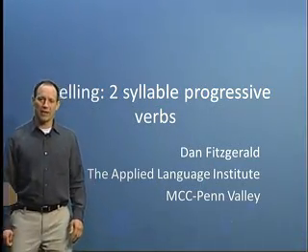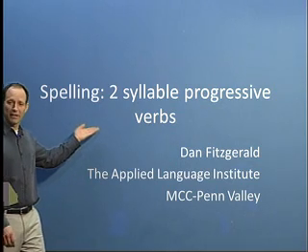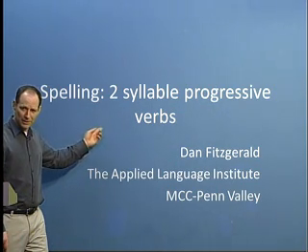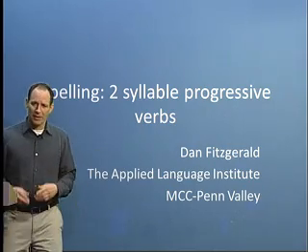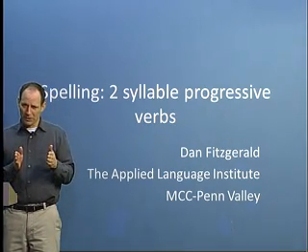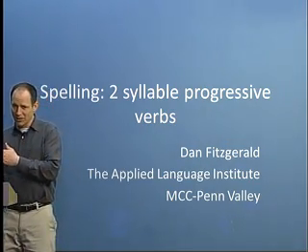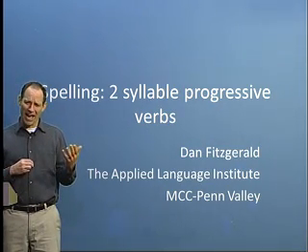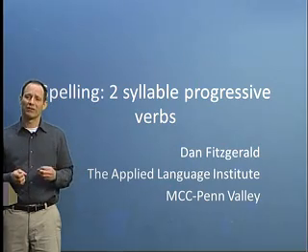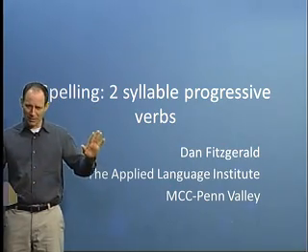Hello, today we're going to be talking about spelling of two-syllable progressive verbs. That means when the verb is progressive, I add ing. With spelling, do I need to add an extra letter or not? Let me explain.